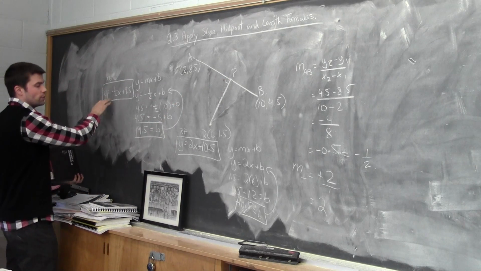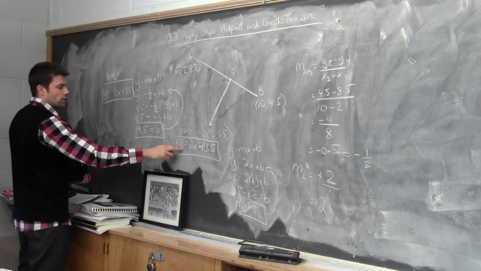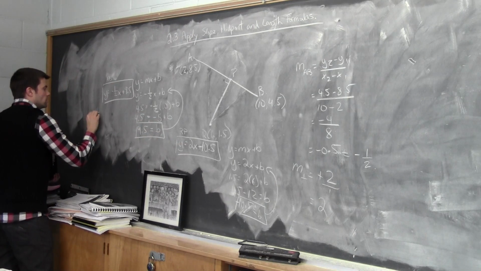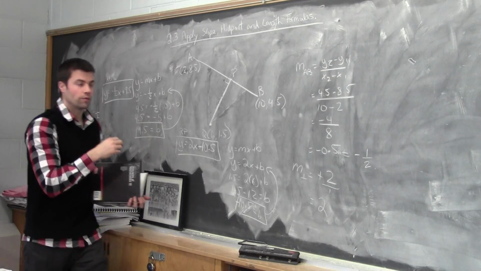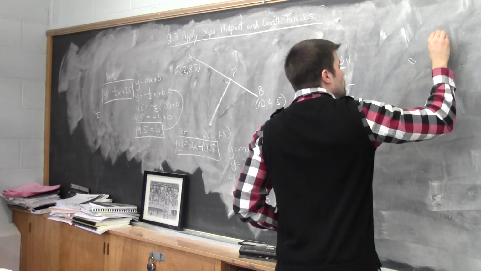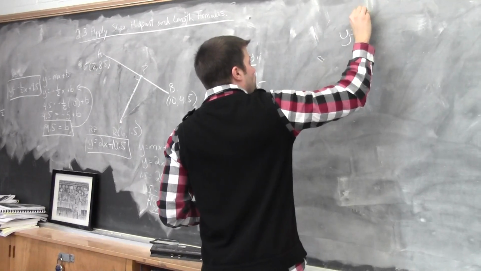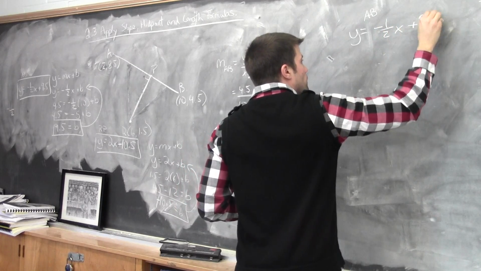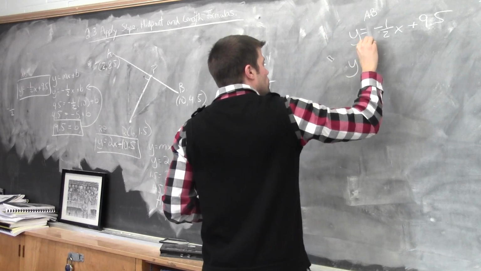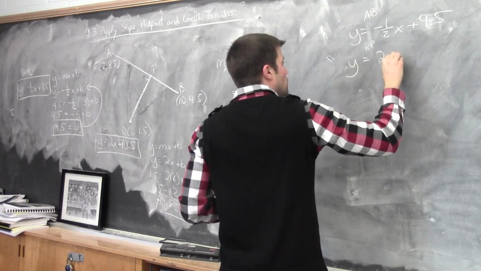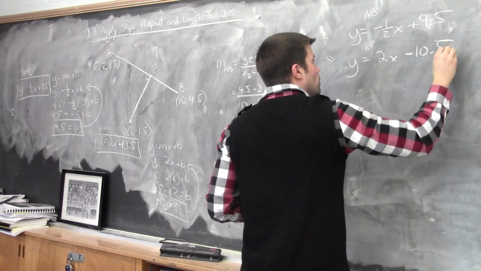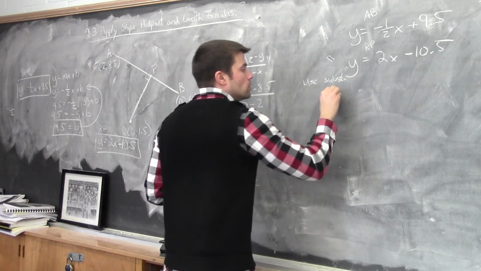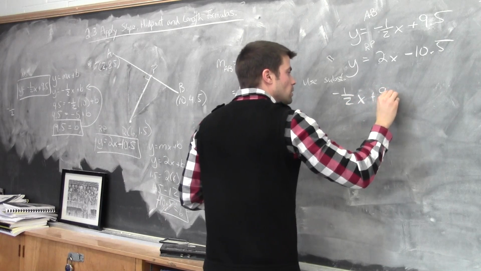Because they're already set up nicely for substitution, typically I would use elimination, but in this case, the two y's are already set up, so we'll just sub in this y for this y. So we have an equation that then looks like this. I think I might be off the screen here, so I'm going to move over here. Here's our equation for AB. And this is our equation for RP. So we're going to use substitution now. So negative 1/2 x plus 9.5 is equal.